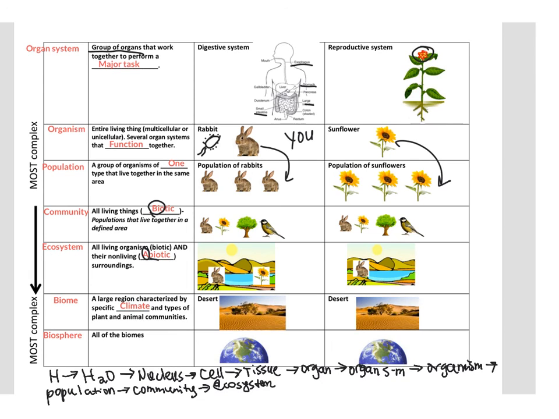Next, different ecosystems make up a biome, and biome is characterized by a specific climate, for example, tundra or a tropical forest. And many biomes form a biosphere. So biosphere is the most complex level of organization. And this concludes our video. Thank you.